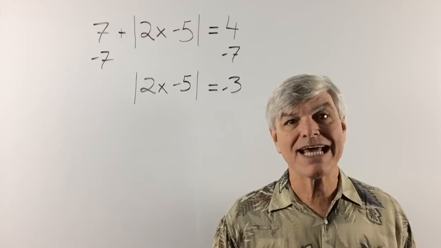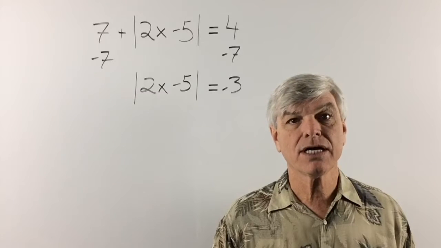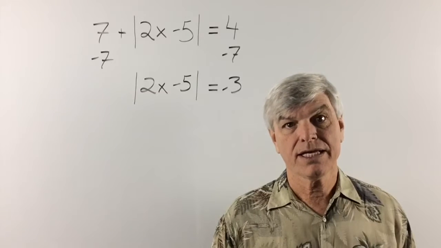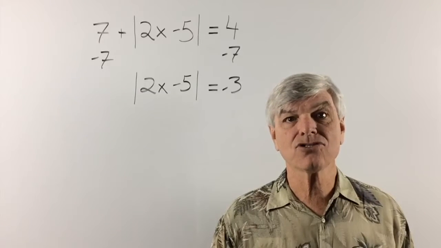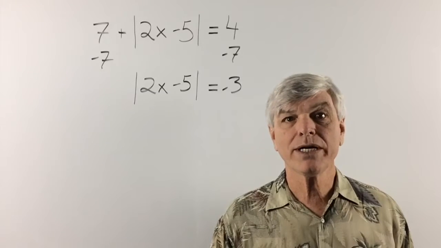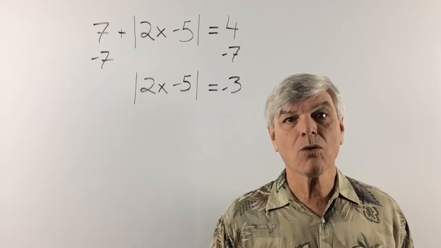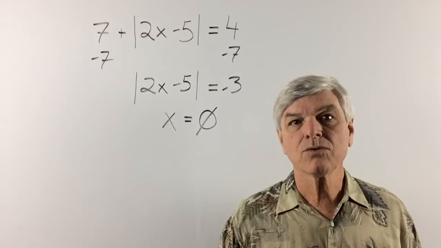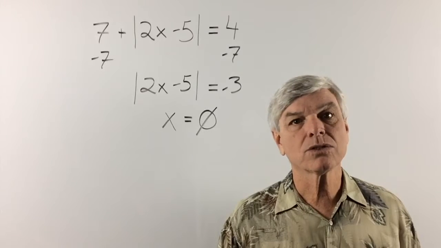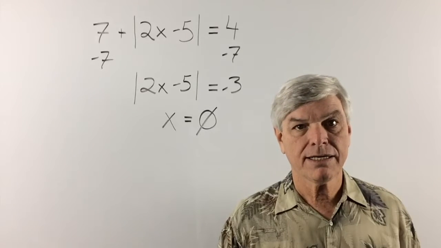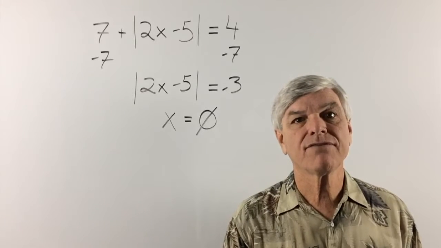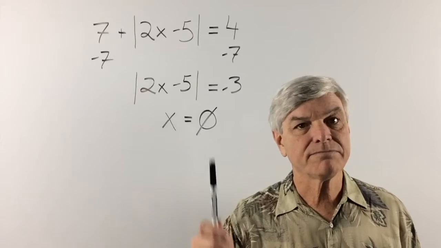Well, the problem is the absolute value can never equal a negative number. That's what we've studied already, that the answer for the absolute value is always a positive number. So what do we do? Well, we don't need to do any more work here. X equals empty set. Now you can place there x equals empty set, x equals no solution, or you can put that funny symbol that I've placed there.